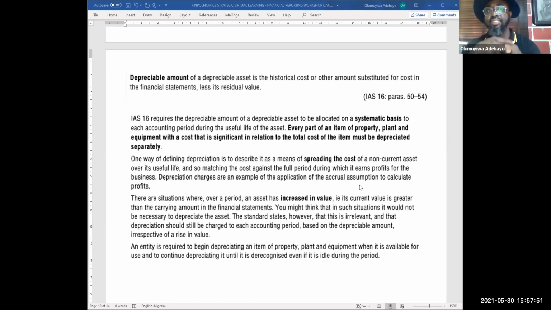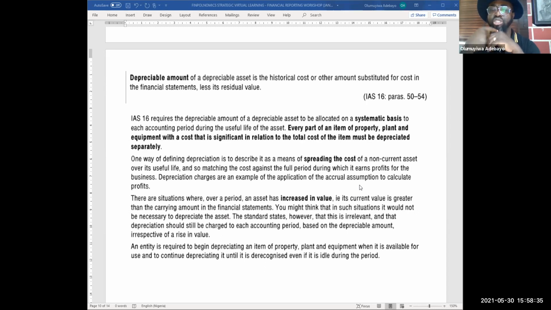Now the emphasis here is this, okay? One, an asset increasing in value does not stop us from depreciating, because the whole essence of depreciation is to allocate the cost of the asset, or the surrogated cost of the asset, over its useful life, so that, based on the accrual principle, we are able to more or less match expense appropriately with income to arrive at the net income for that period.